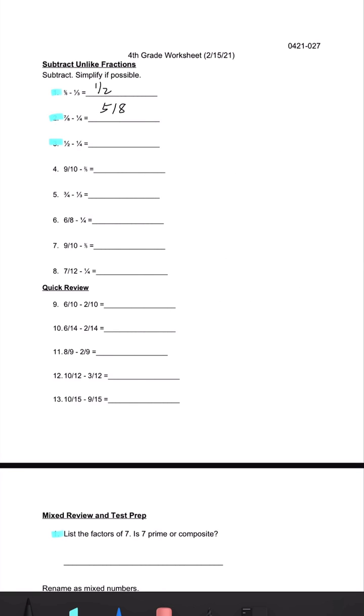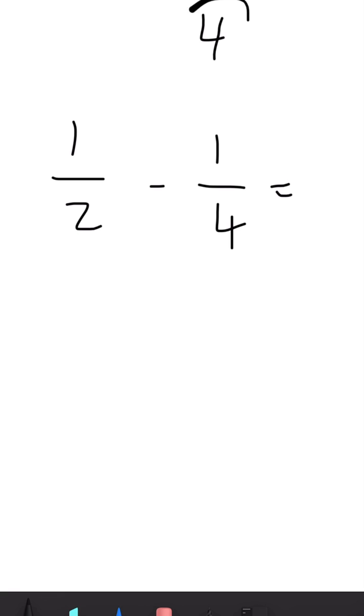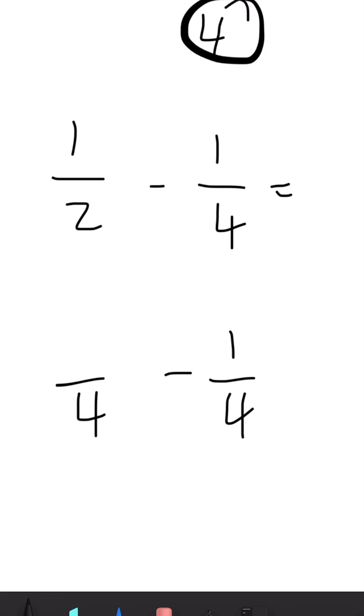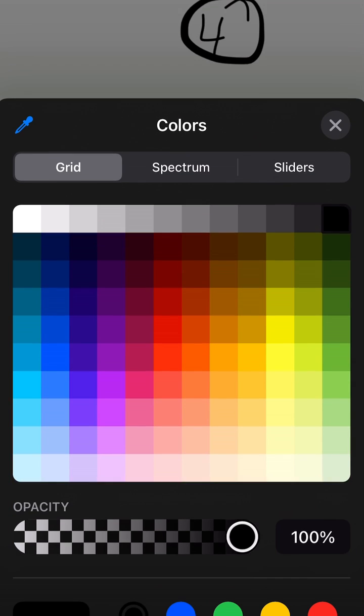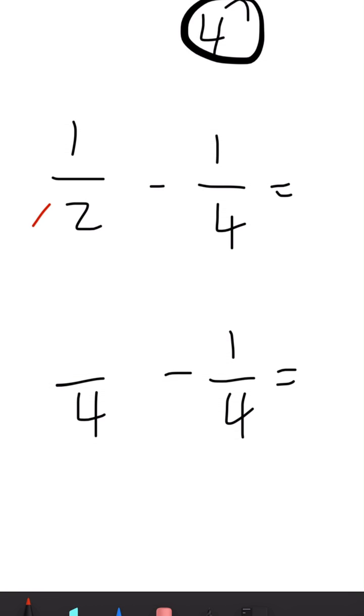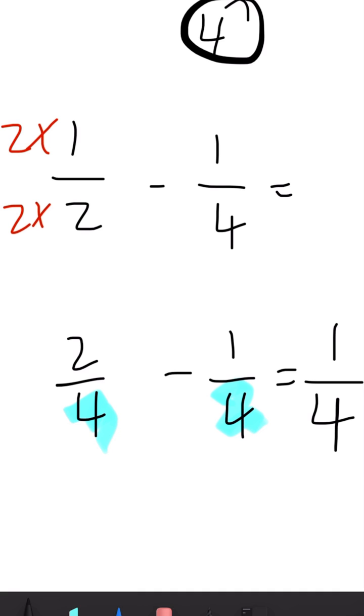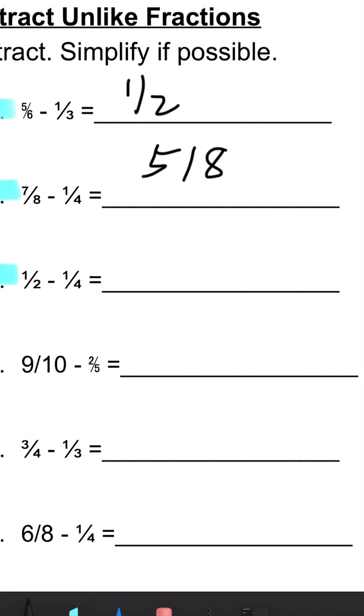Last one, number 3, 1/2 minus 1/4. They have different denominators, so we're going to use 4 as our common denominator. So we'll put 4 minus 1/4. And in order to get this to a 4, we're going to multiply 2 on top and bottom. So our new fraction would become 2/4. Since we have a common denominator, we're going to bring that over, and we're going to do 2 minus 1, which is 1. So our final answer is 1/4.